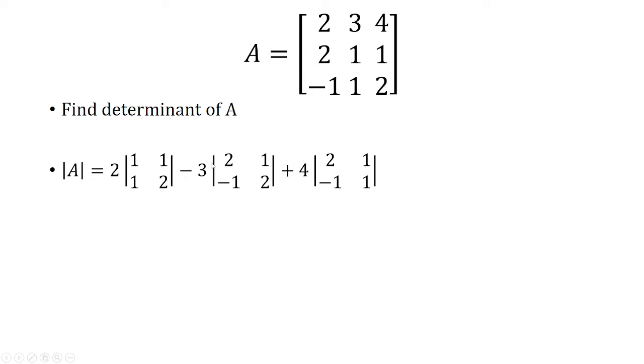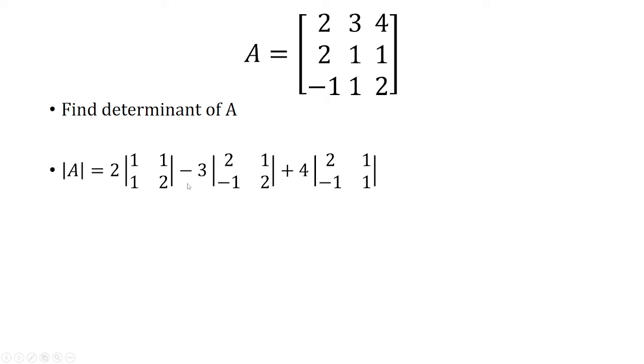And then we subtract, and then we move on to 3. So we eliminate the first row, second column. We're left with the matrix 2, 1, negative 1, 2. And then finally, with the last column, we have 4 here. So we eliminate the first row, last column. So we have the 2 by 2 matrix of 2, 1, negative 1, 1.